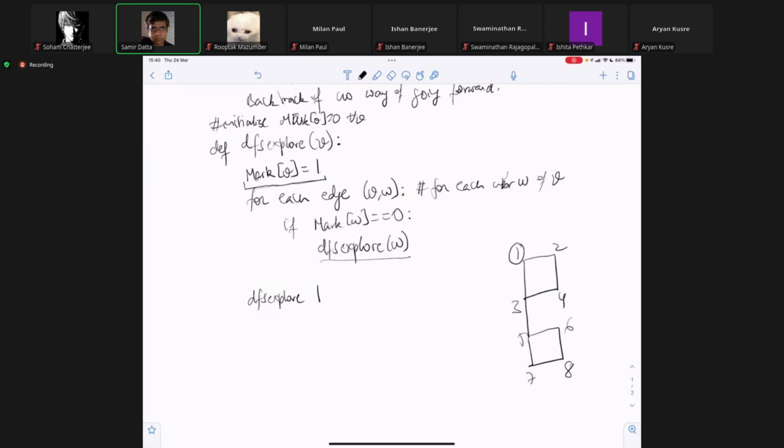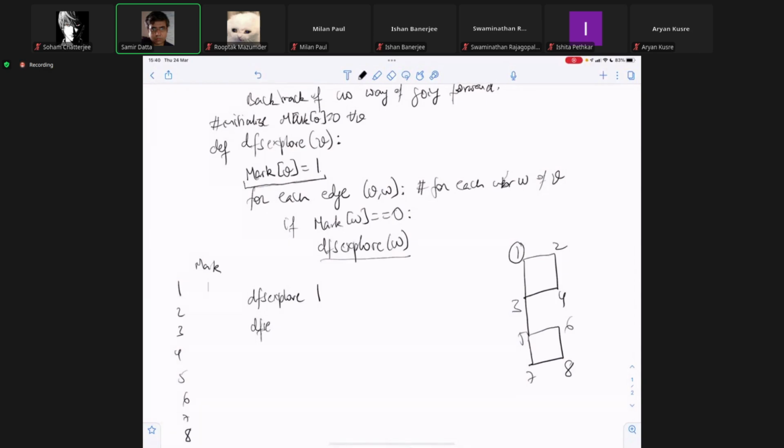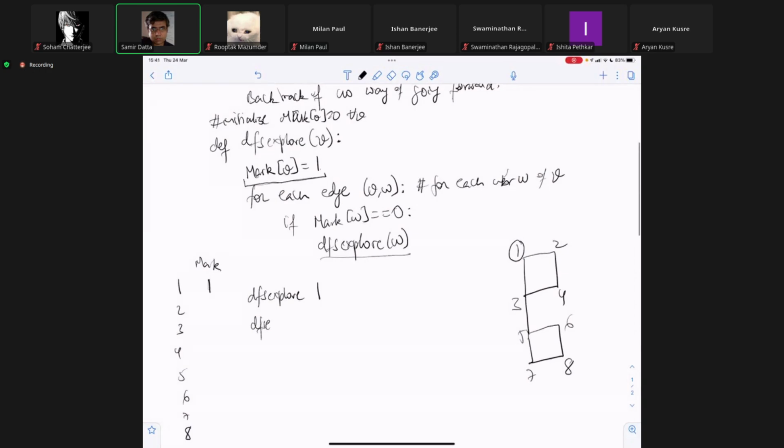call DFS explore, and let me create the mark array also: 1 2 3 4 5 7 8. So the mark is initially all zeros. I will not write that. So you mark 1, you mark this by putting a 1 here. Then you would call DFS explore on its neighbors. So DFS explore 2, correct? Let's say.